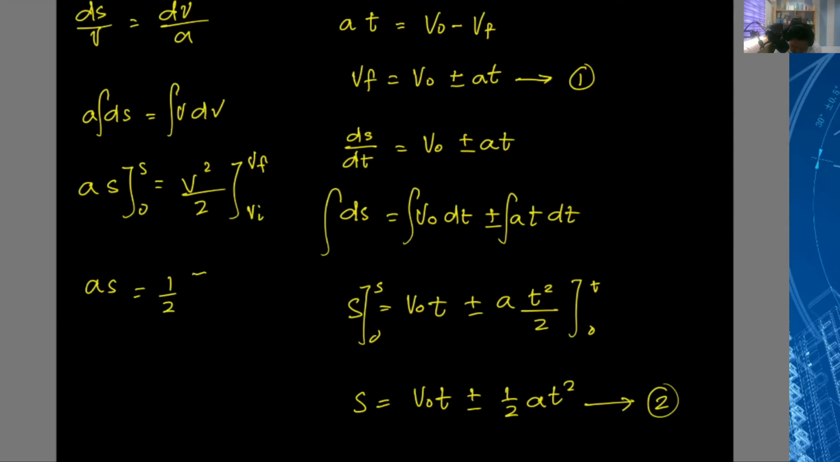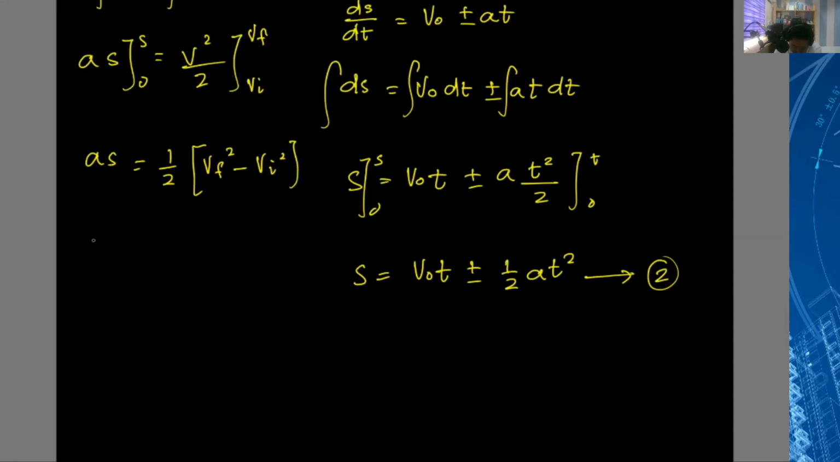So it becomes what? Velocity final squared minus velocity initial squared. Further rearrangement, so 2as equals velocity final squared minus velocity initial squared. So velocity final squared equals what? Velocity initial squared plus 2as.